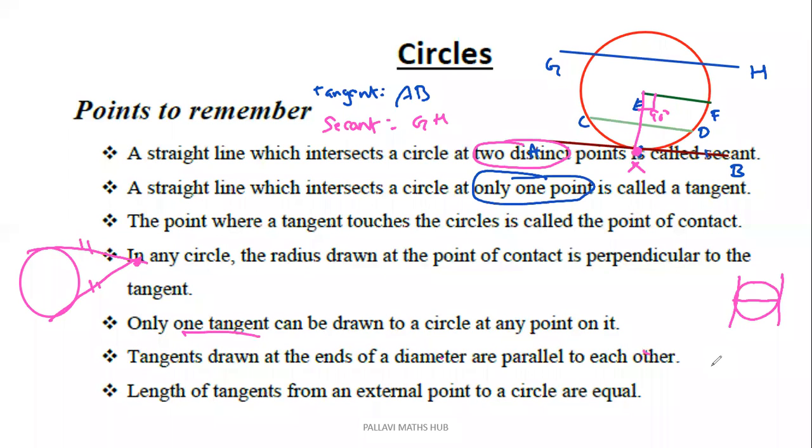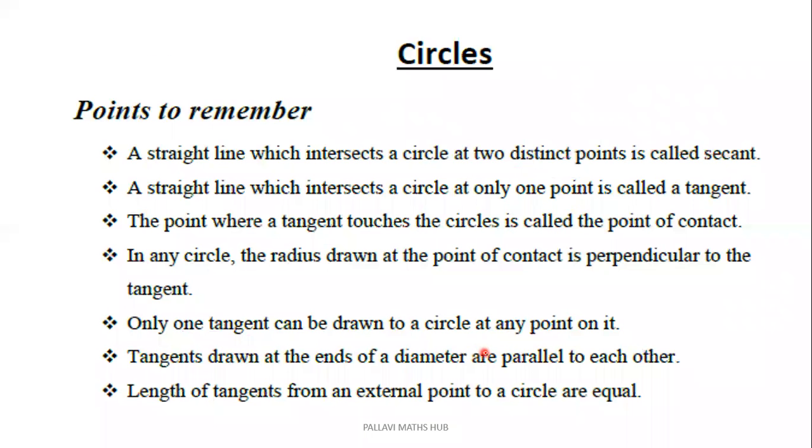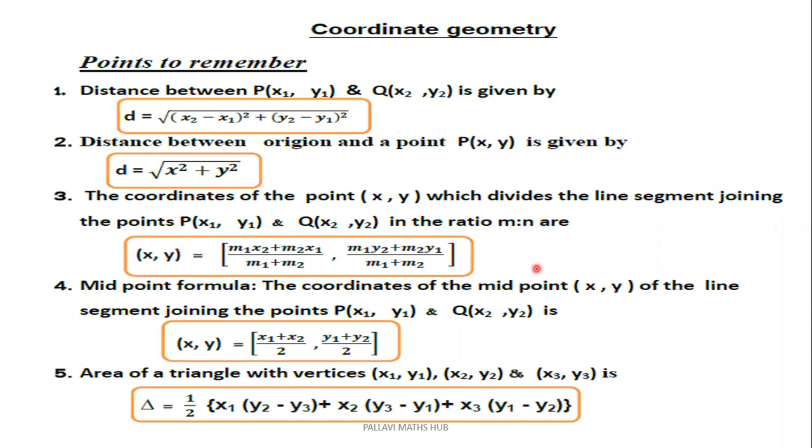Next, coordinate geometry. Yes, in this chapter, formulas are very important. Find the distance. For example, in your exam, 5, 4 and 3, 2. You need to find the distance between these 2 points. At that time, directly apply the formula. D is equal to square root of (x2 minus x1) whole square plus (y2 minus y1) whole square.